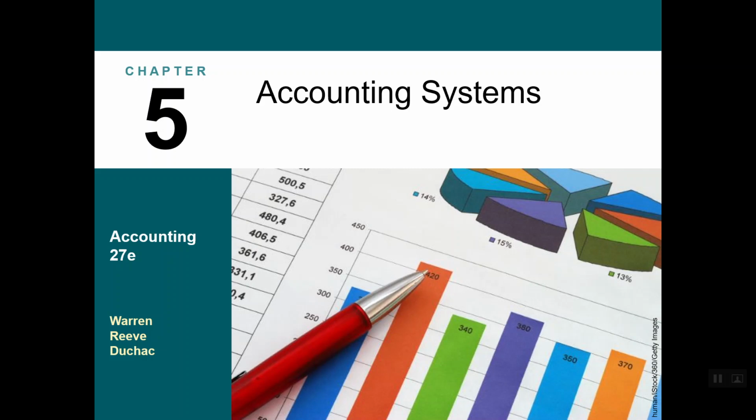Everybody, the first chapter that we're going to be talking about is chapter 5, which is dealing with accounting systems. We are basically going to expand the number of journals that we utilize and expand the number of ledgers that we're going to be looking at.